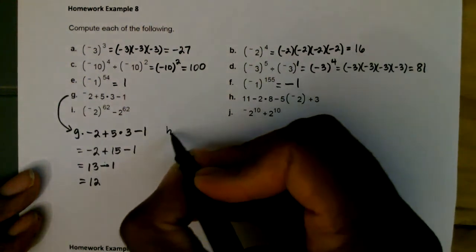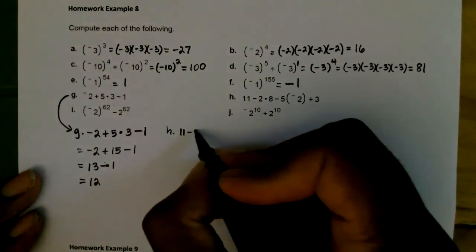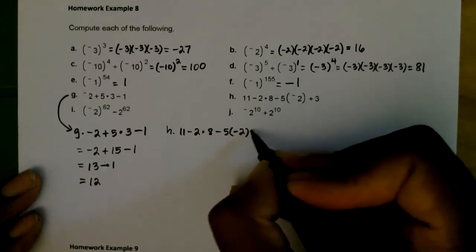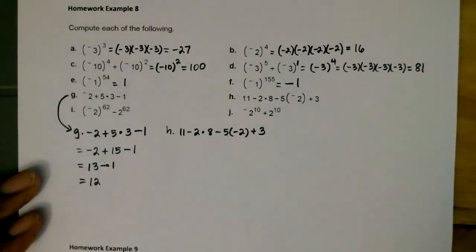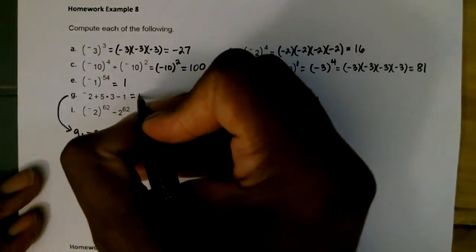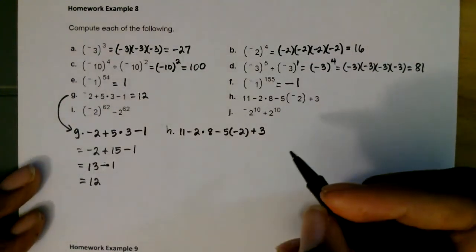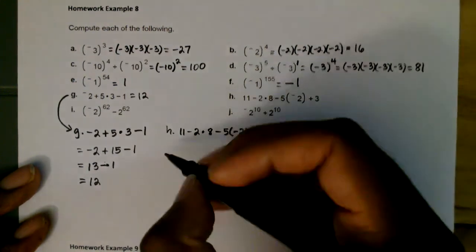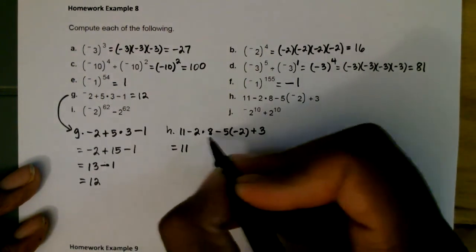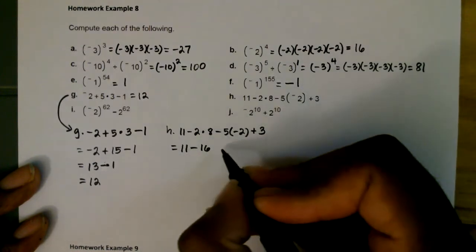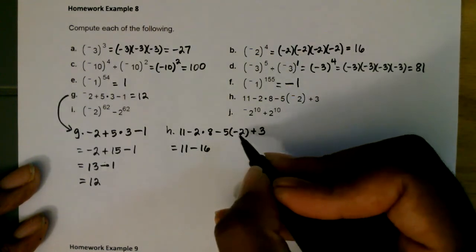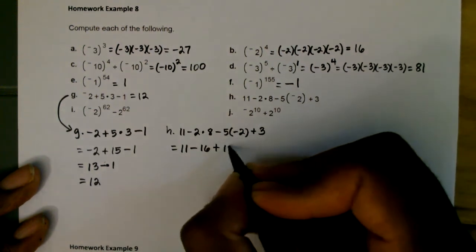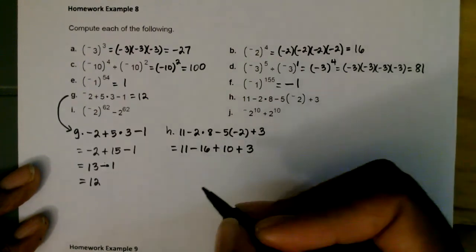Now part H. This would be 11 minus 2 times 8 minus 5 times negative 2 plus 3. And in this case, we have to do some order of operations here. Let's start off with that 2 times 8. Bring this 11 down, do 2 times 8, that'll be minus 16. And then do minus 5 times negative 2. That will be plus 10, and then plus 3.